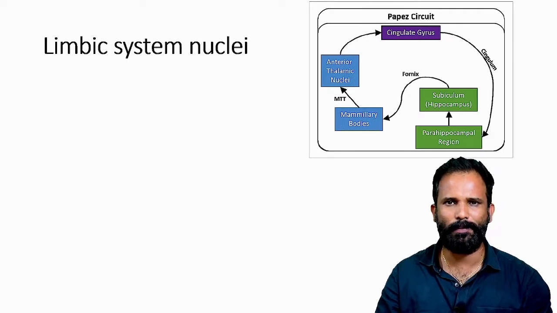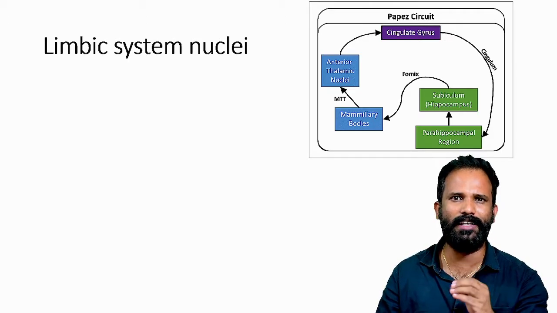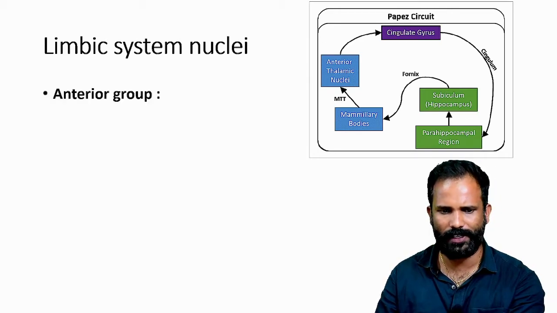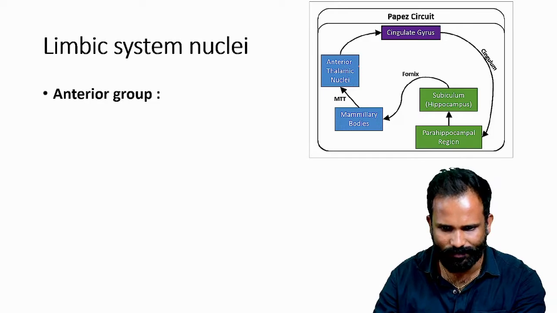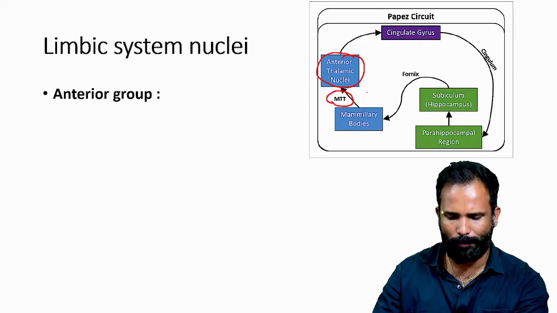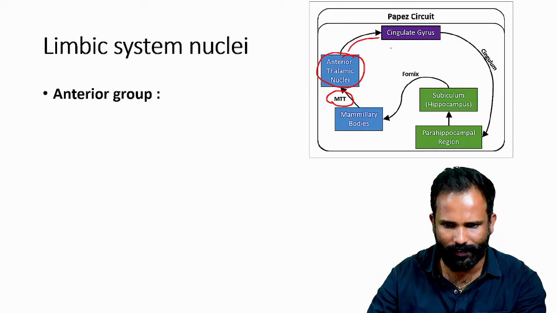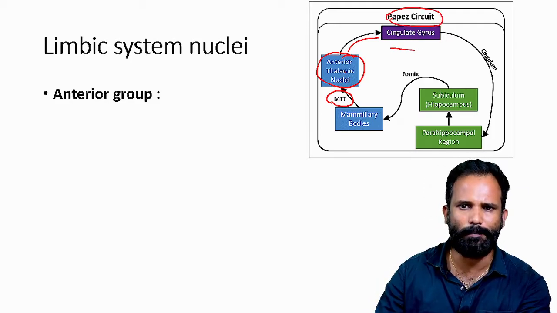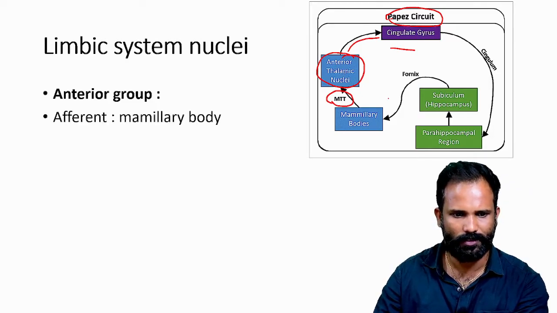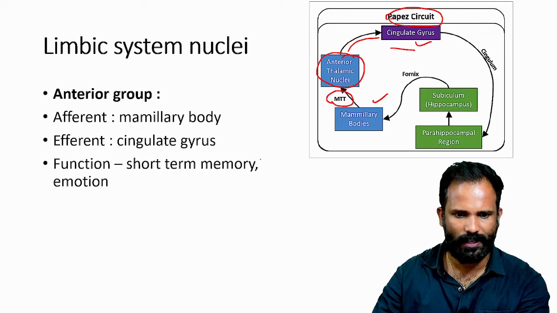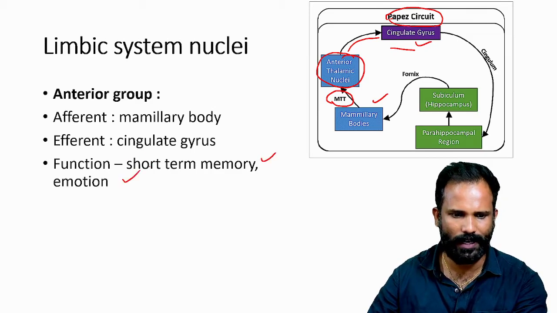And coming to the limbic system nuclei, we already mentioned anterior nuclei and dorsolateral nuclei. These are the two nuclei of limbic system nuclei. So anterior group, if you see here, this is the anterior thalamic nuclei getting the information from mammillary body, mammillothalamic tract, and efferent is to cingulate gyrus, and this is a part of Papez circuit which is concerned with memory and emotion. So afferent is mammillary body, efferent is cingulate gyrus, and function is short term memory and emotion.